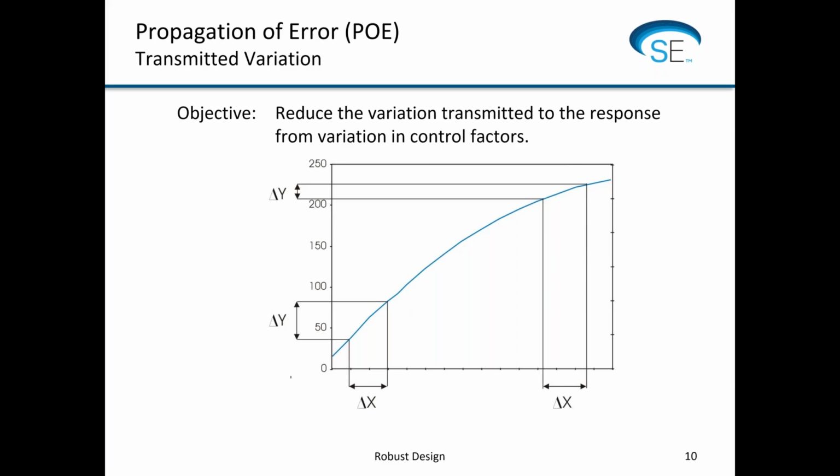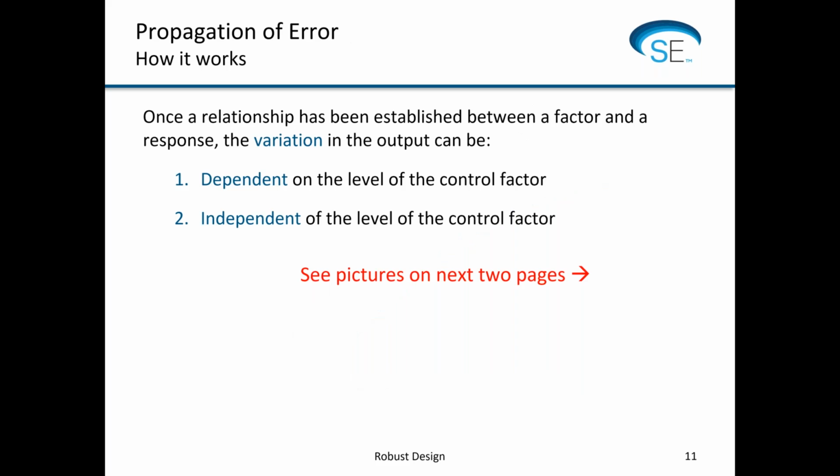Now, when you have a curvilinear relationship, you can see that if I increase the value of X, it has the same variation, but that variation is transmitting much less variation to Y. Basically, as the line becomes flatter, the variation in X causes less variation in Y. That's the propagated error, the error that's propagated from the variation in X to create variation in Y. So how does it work?